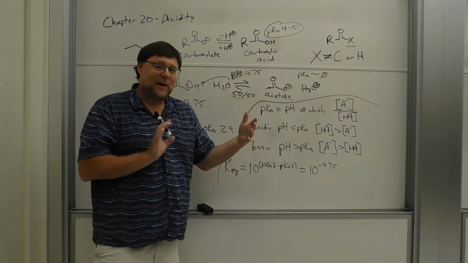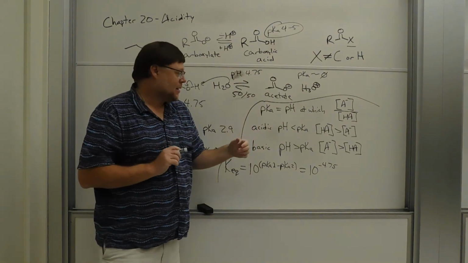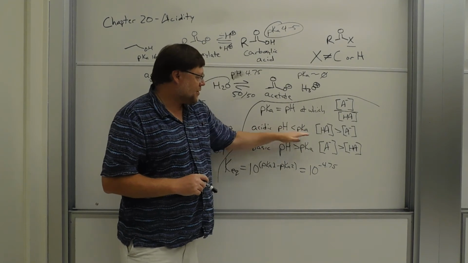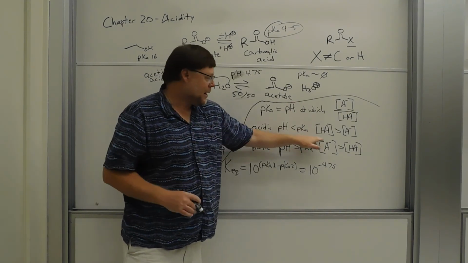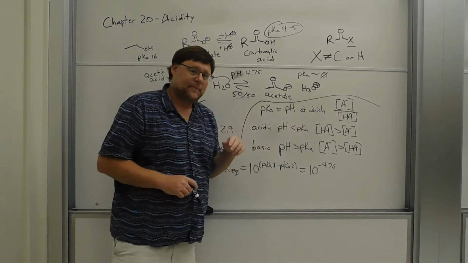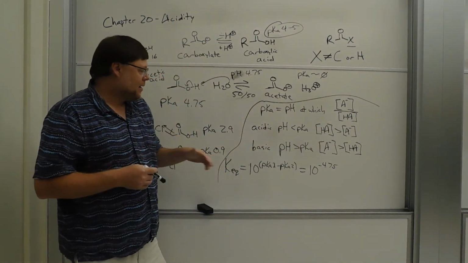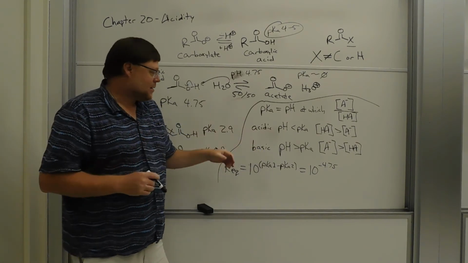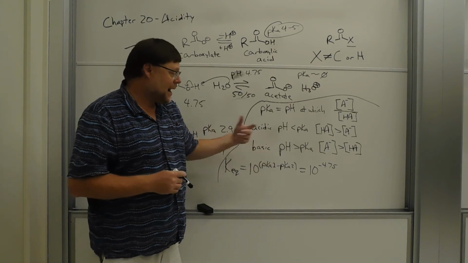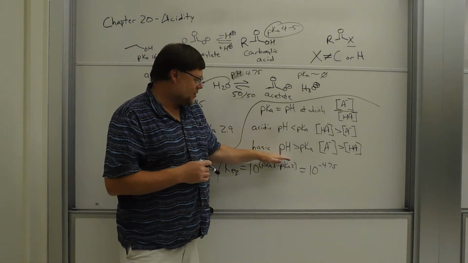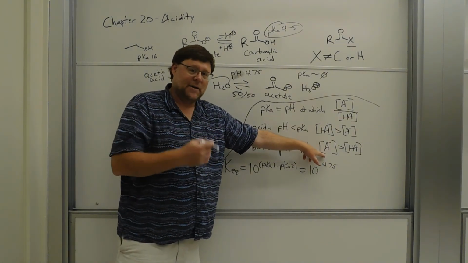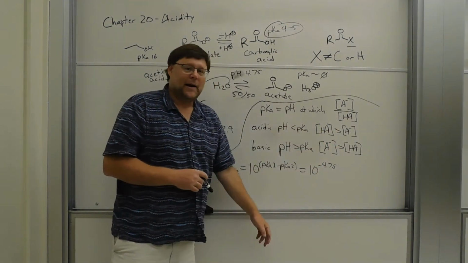If I have a 50-50 mix of acid and conjugate base and I add protons, I'm going to protonate the conjugate base. So when the pH is lower than the pKa, I have a higher concentration of acid than conjugate base. On the other side, if I have a 50-50 mix and I add base, I'm going to pull protons off. So when the pH is higher than the pKa, that is, when the conditions are more basic than the pKa, I'm going to have more deprotonated acid, that is conjugate base, than protonated acid.